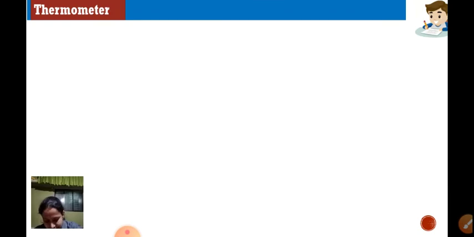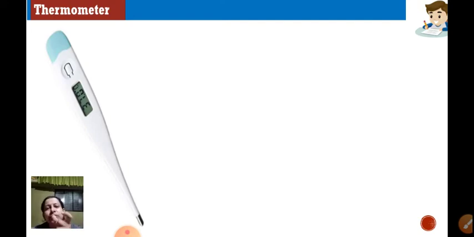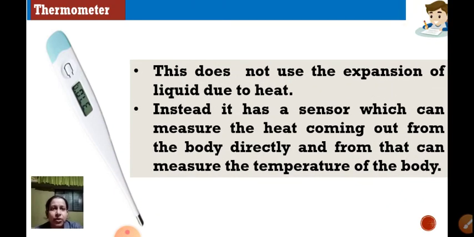Fine. So now let's proceed a little further. Nowadays, instead of the clinical thermometer, which is made of glass, we use a digital thermometer. This digital thermometer does not have any liquid expanding inside it. Instead, it has sensors. It does not use the property of expansion of liquids due to heat. Instead, it has a sensor which can measure the heat coming out from the body.